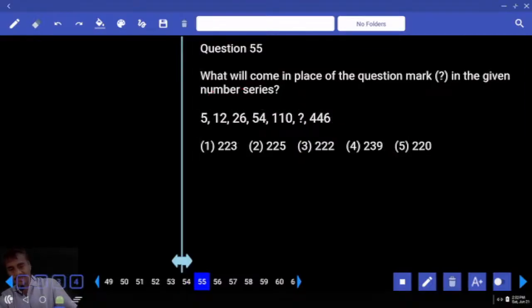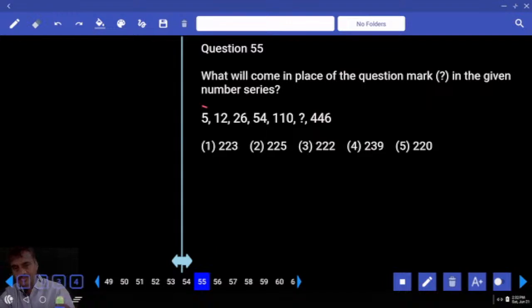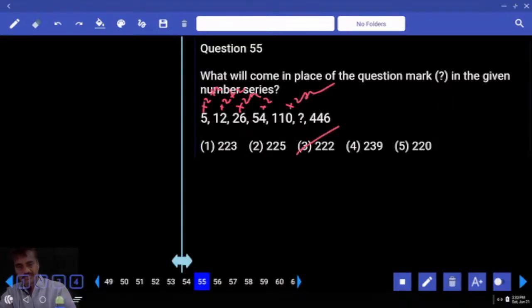55. 5 and 12. Into 2 plus 2. 5 into 2 plus 2. 12 into 2, 24 plus 2. 26 into 2 plus 2. Now into 2 plus 2. Into 2 plus 2. 222, choice.